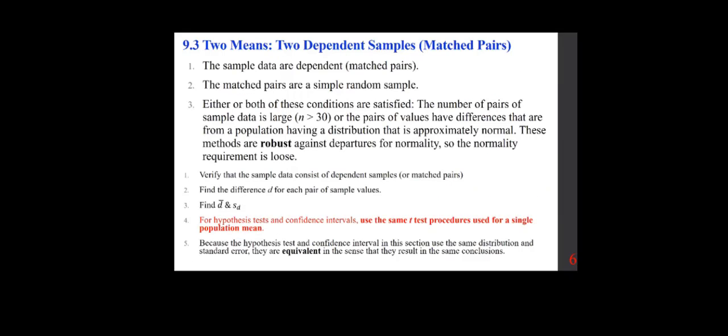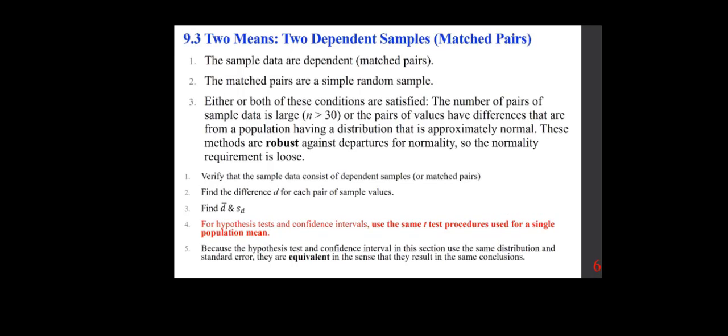The sample data are dependent. That means we are dealing with matched pairs. We are dealing with SRS always. I can't emphasize the importance of that. And the number of pairs, n, is large. How large is large? When n is larger than 30. And if that's not the case, then we should have a population which is normal or approximately normal. And this is just like the previous section. It's a robust procedure. So we're going to verify sample data consists of dependent samples or matched pairs.